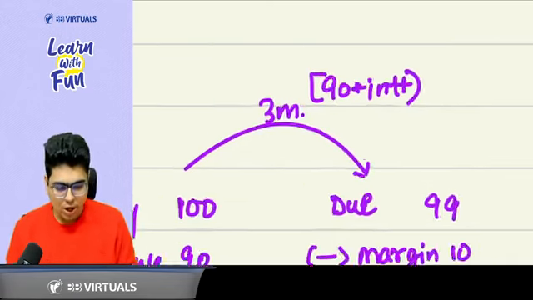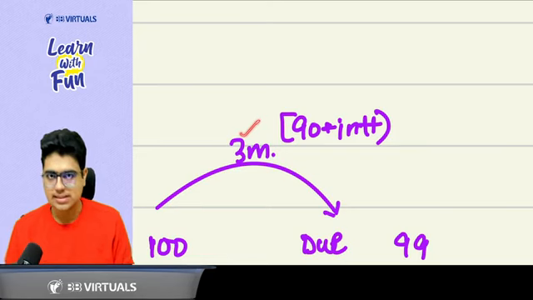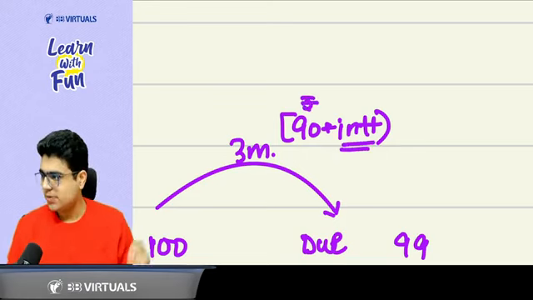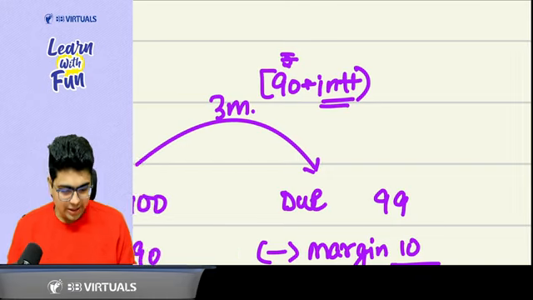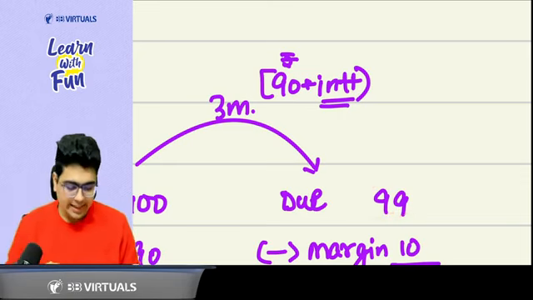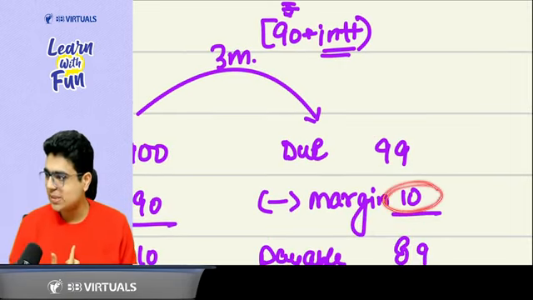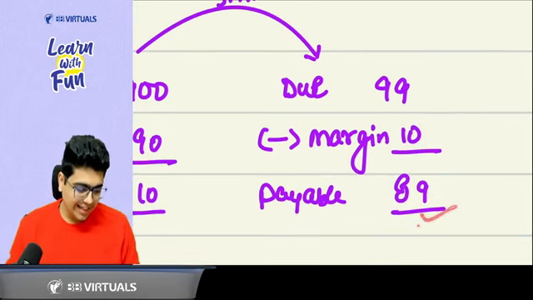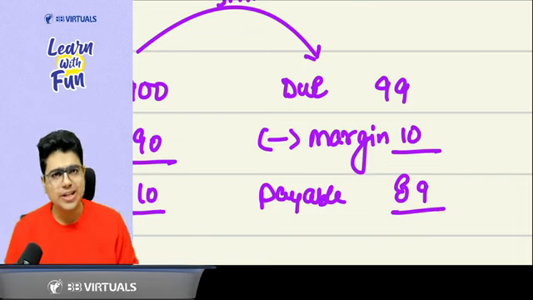Now let's say the borrowing is for 3 months, and after 3 months, the borrower is required to pay rupees 90 plus the interest amount. Let's say after 3 months, the due amount is 99. The borrower's due amount is 99, but we already have the margin of rupees 10. So the borrower is required to pay only 89.